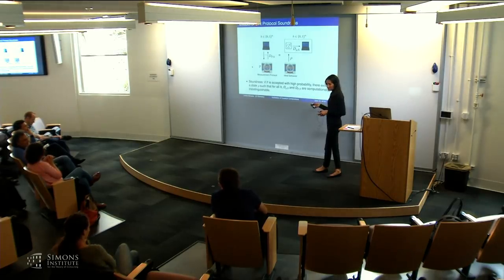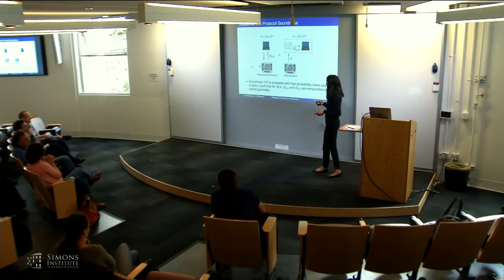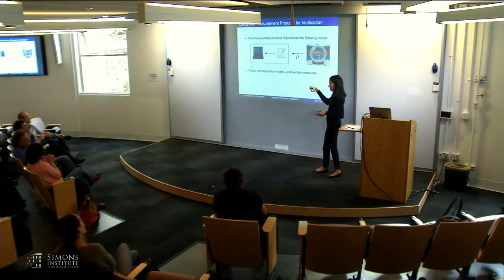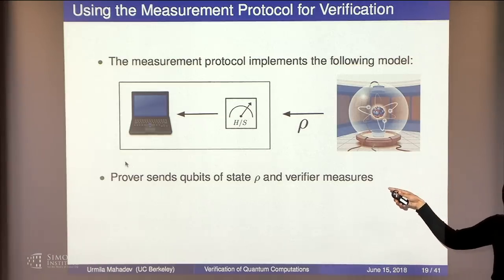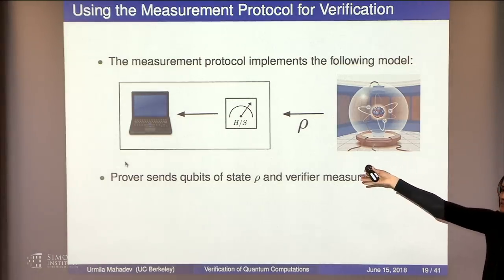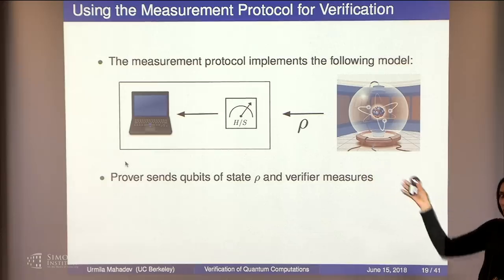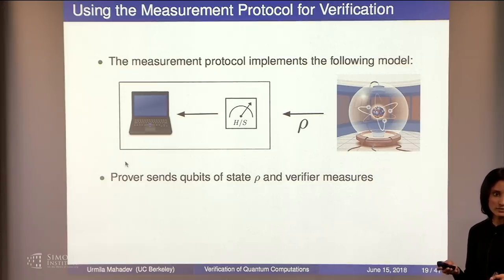OK, so this is the measurement protocol. What I've done so far is define a measurement protocol. It's a protocol between a classical computer and a quantum computer, which satisfies this model. So it's equivalent to this model in which the verifier has a trusted measurement device, and the prover is just sending over a state rho.